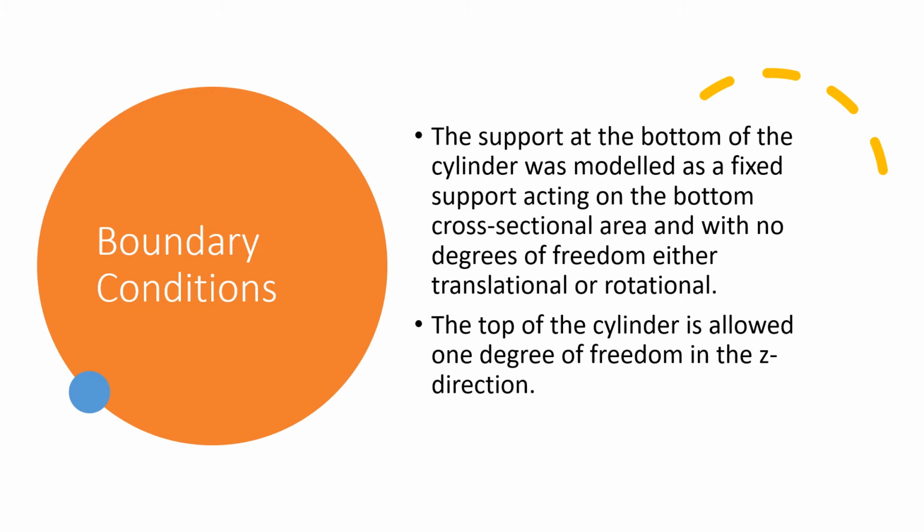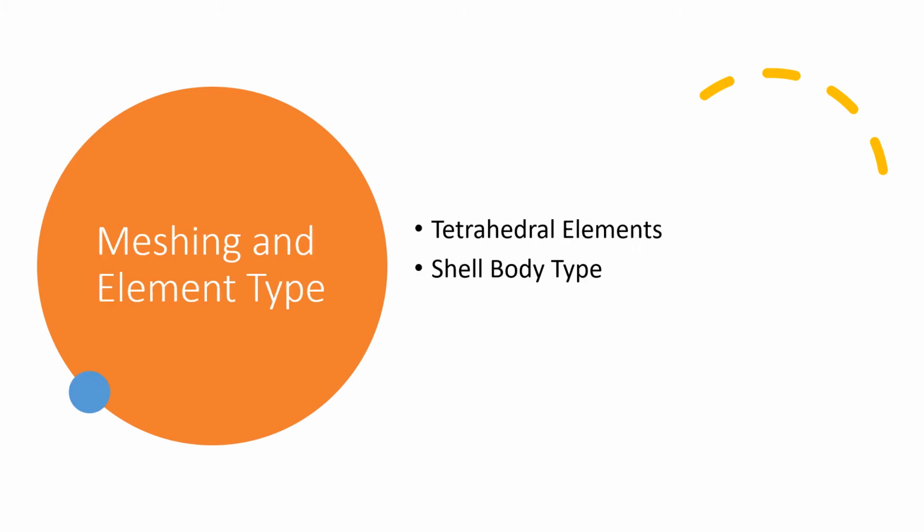The following are the boundary conditions for all simulations. The support at the bottom of the cylinder was modeled as a fixed support, acting on the bottom of the cross-sectional area. The top of the cylinder is restricted, but is allowed 1 degree of freedom in the vertical Z direction. For all simulations, the following meshing and element type were used.